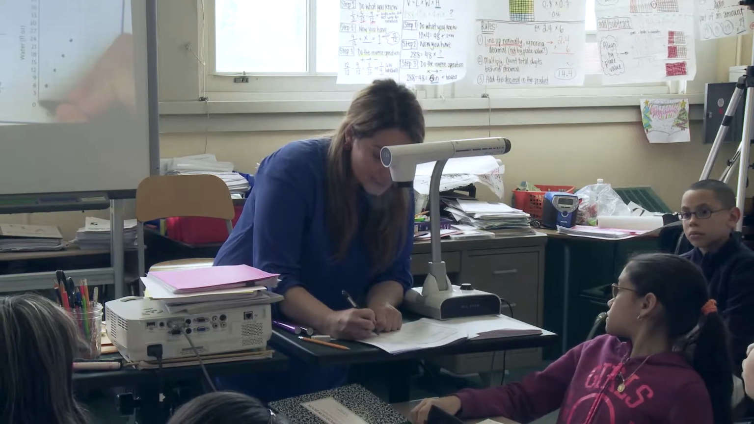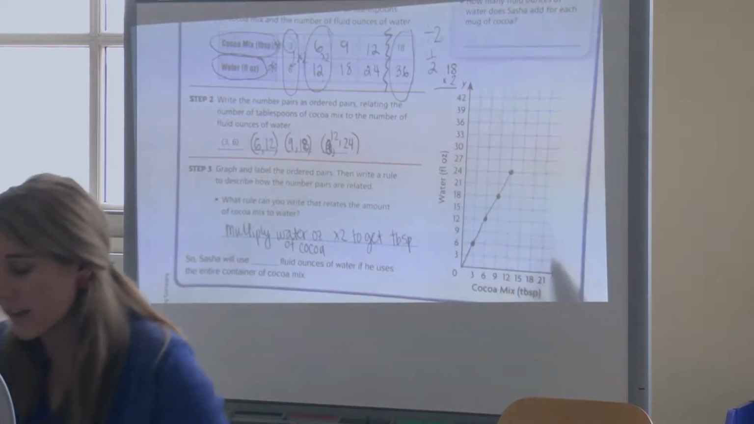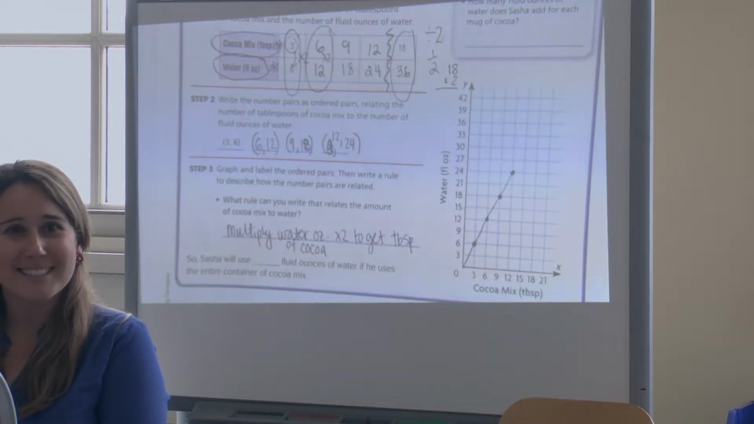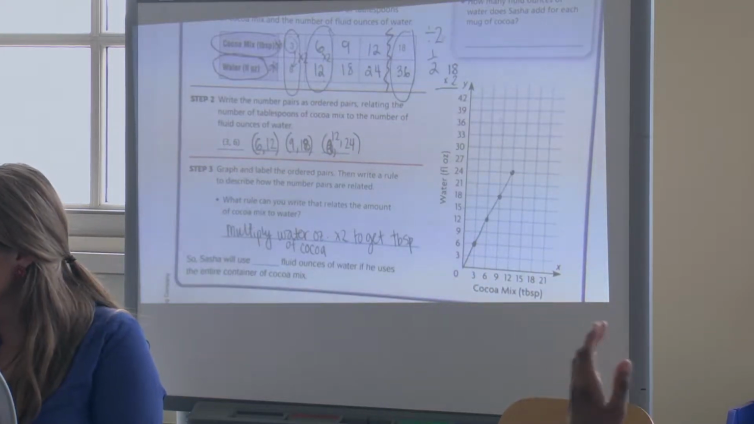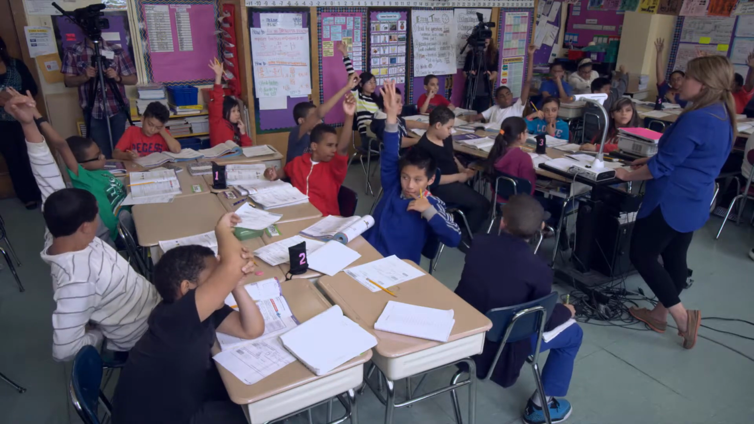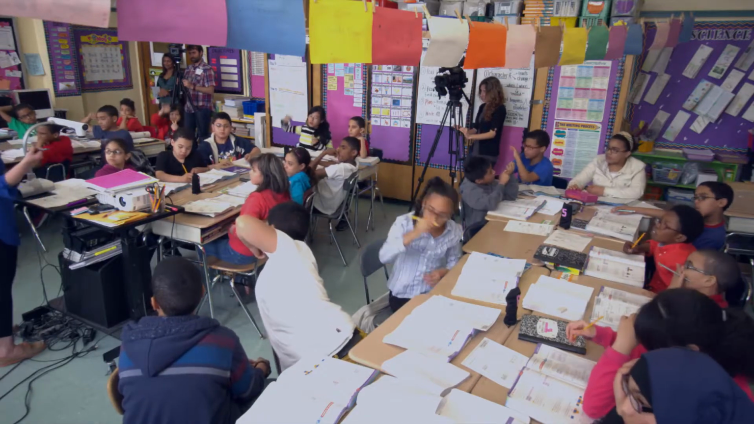Now, after I asked you, I want you to connect these starting with 0. Why can I start with 0? Because if you have 0 cocoa mix, how much water do you think you're gonna have? If you have 0 tablespoons of cocoa mix, Benjamin, how much water do you think you'll have? 0. You won't have anything, right?